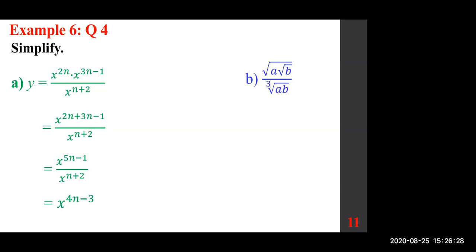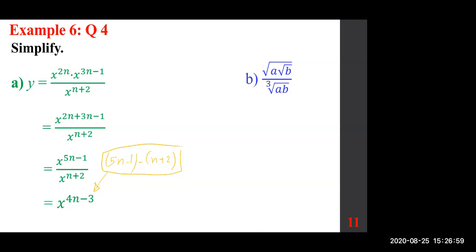So 5n minus 1, subtract from it n plus 2, and this gives us the new exponent 4n minus 3. I hope it's straightforward, class.